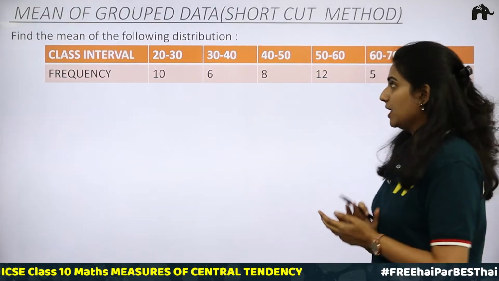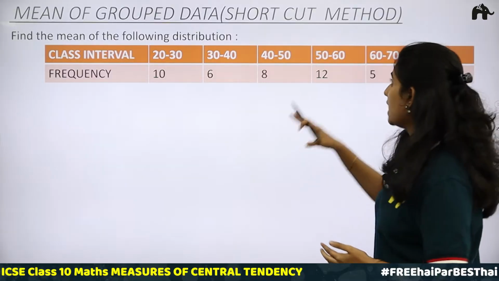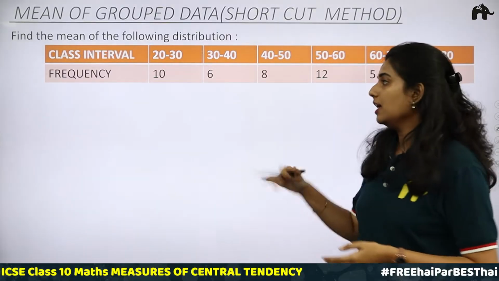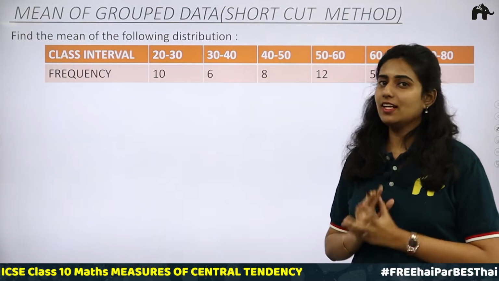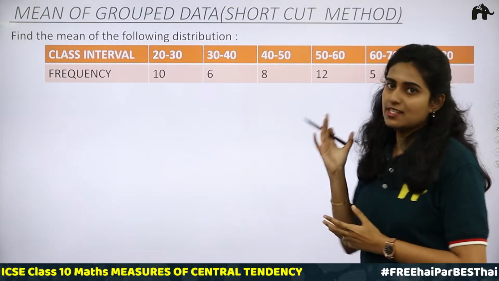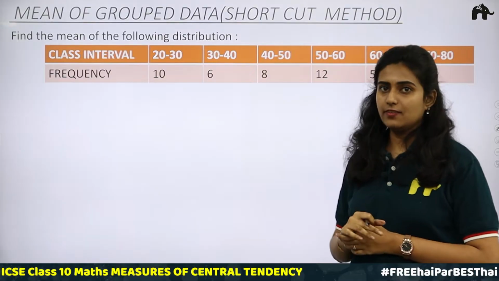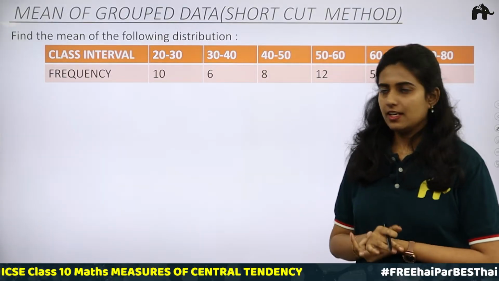Let us take the same example, finding the mean of grouped data using the shortcut method. In the shortcut method, you will have the assumed mean. Remember, you have studied this in the previous class. We have discussed what assumed mean is, then how to find deviation. Everything we have discussed, we will just revise this.